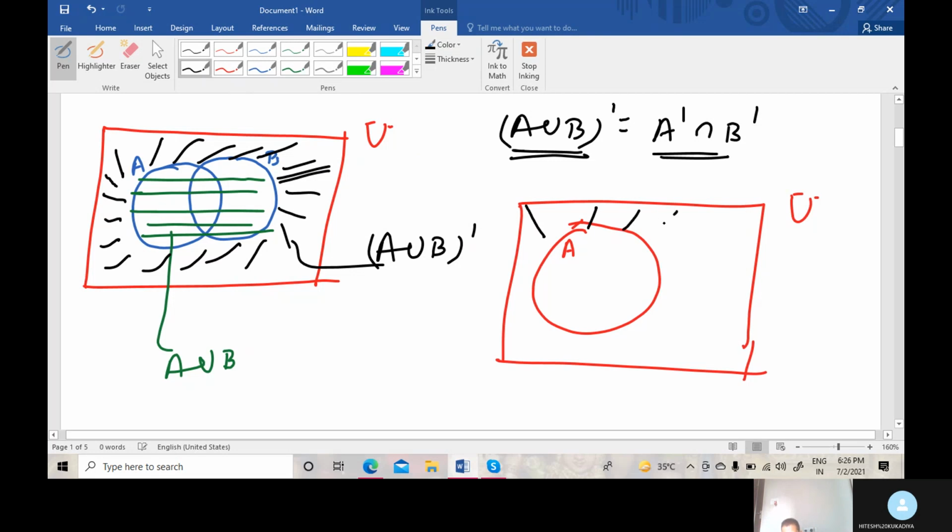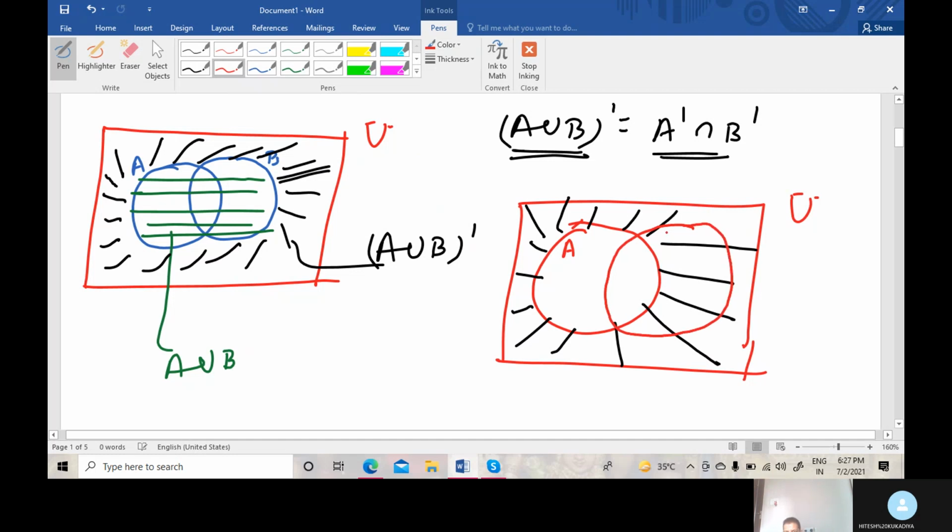Which portion is the complement of A? All this remaining portion outside set A is called A dash. Is that clear, student? Okay. Now we draw the set B. Now draw the complement of B. This portion is called the complement of B. Remember, student.